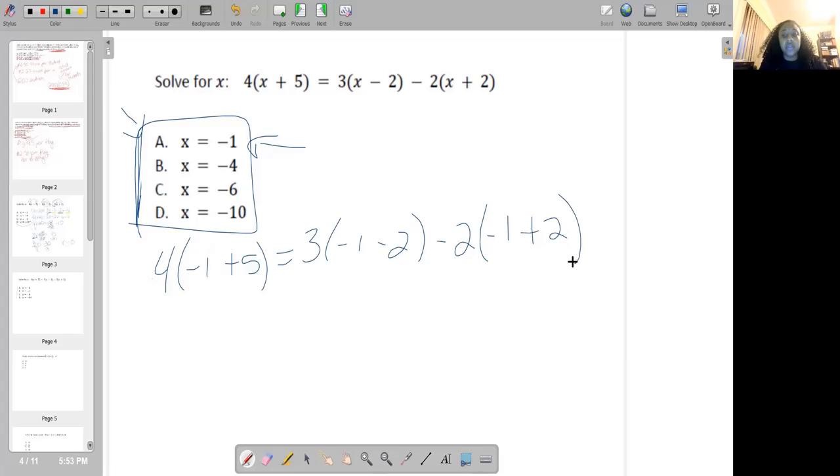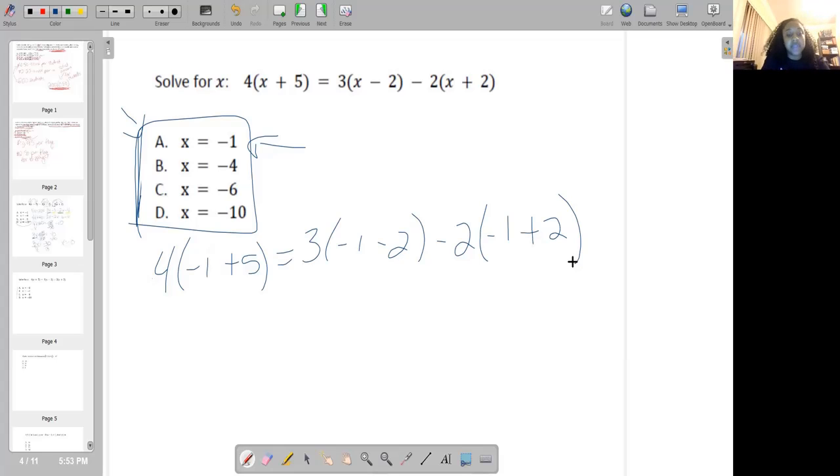So now my goal is to simplify both sides and see if I get the same thing equal to each other. If I do, then negative 1 is an answer. If I don't, then negative 1 is not an answer. And you would do the same process. Obviously, we know it's D, but I just wanted you to see it.